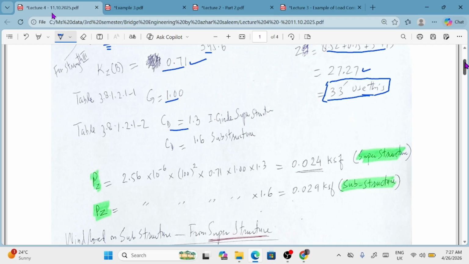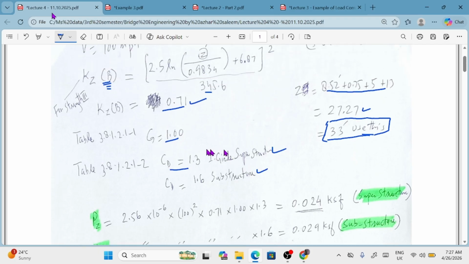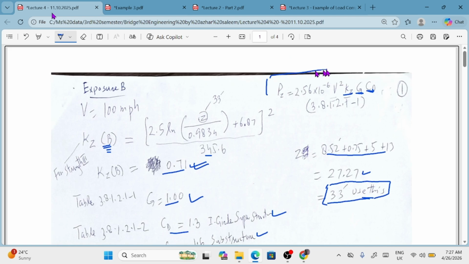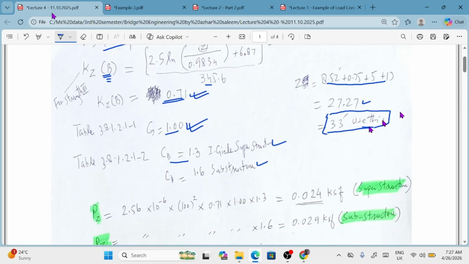Now you can plug all these values into the pressure equation. So 2.56 multiplied by 10 to the power negative 6, multiplied by velocity, which is 100 mile per hour squared, and kg, which is this one, 0.71, and g is this 1, and CD, the drag coefficient, is 1.3 for the superstructure and 1.6 for the substructure.